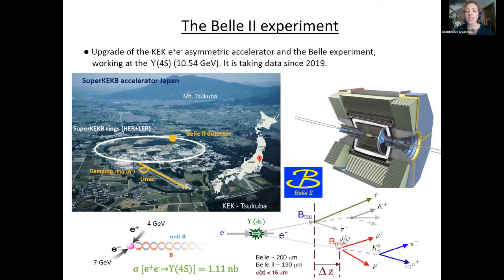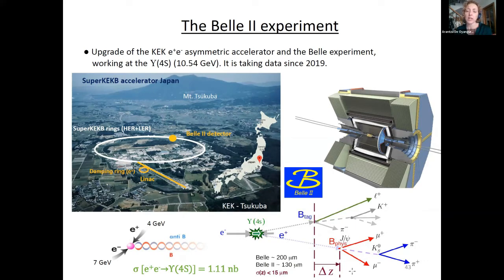And then working out this macroscopic distance that they fly, this 200 micrometers, there was some discussion of it. So I'm repeating, because I think it is always good to repeat it.